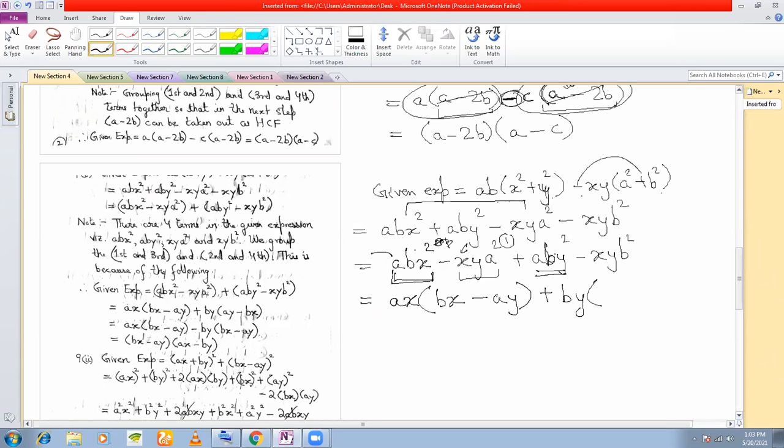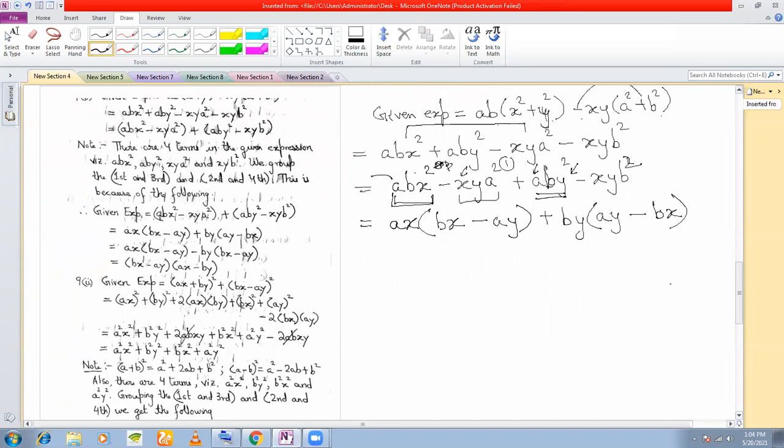From this, if I'm taking out by, I'm left with this a here, and I'm left with a power of y here, ay, right? Minus, and from this, if I'm taking out a by, what am I left with? I'm left with a b, because I have a b square here. I'm taking out 1b from here, and what am I left with? Bx, right? So now can something be done?